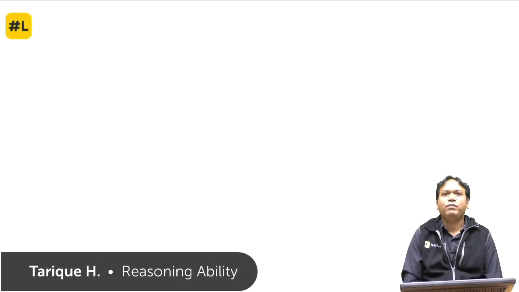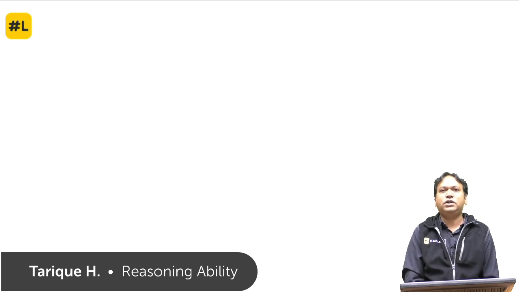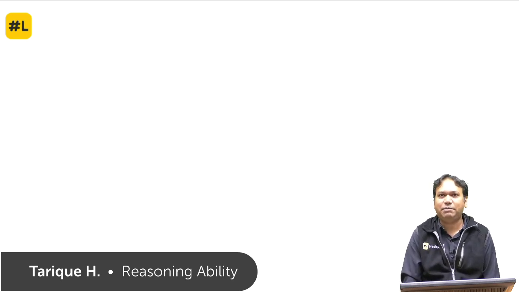Good morning everyone. So now I'll be starting with the session for reasoning, the first session for reasoning. And reasoning is one of the major portions in banking examination, particularly IBPS PO prelims as well as mains. So reasoning is an area which tests your intelligence, and different types of questions come from this area.